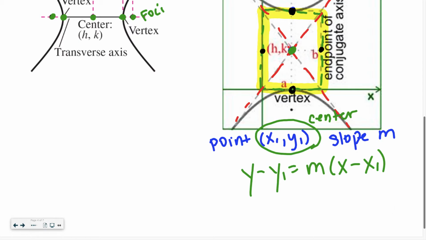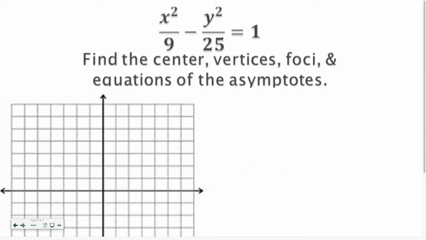Okay. So my goal is to do 2 examples here. So let's go ahead and do that. Hopefully things become more clear as we go through these examples. Go ahead and write this one down. We have x squared over 9 minus y squared over 25 equals 1. And I want you to turn to your neighbor and tell them which direction you think this opens.